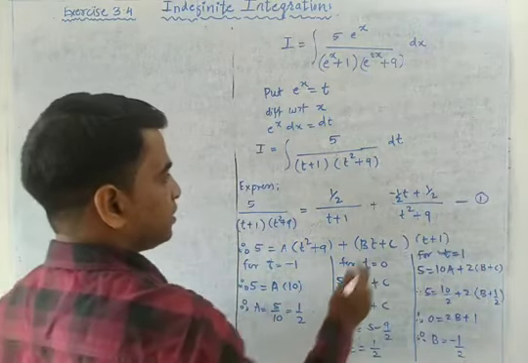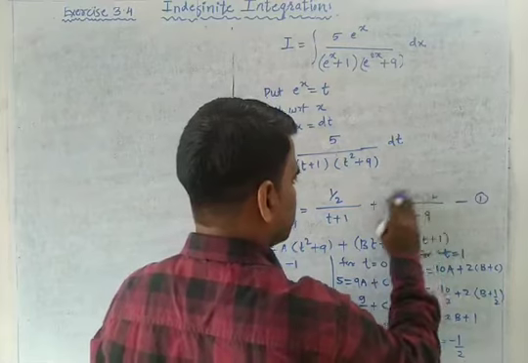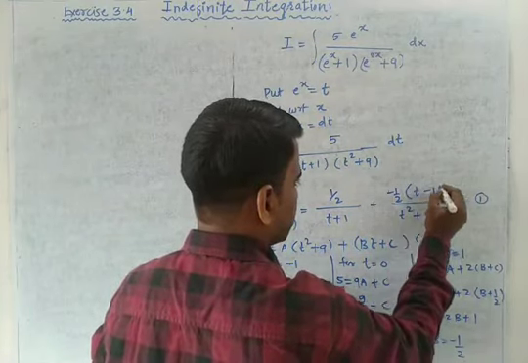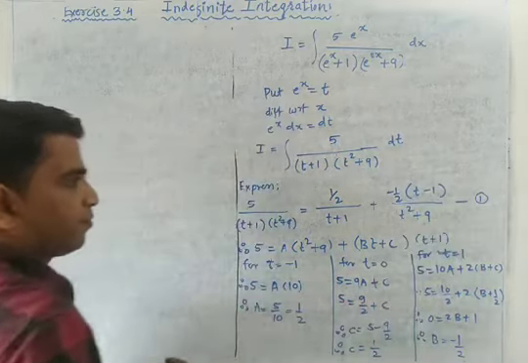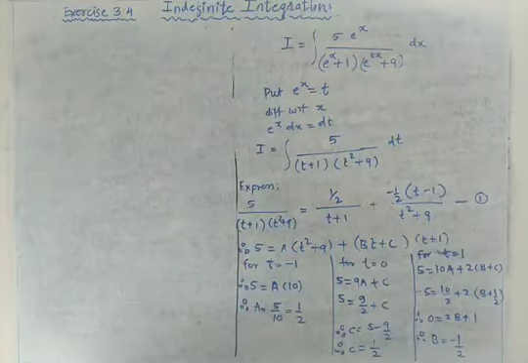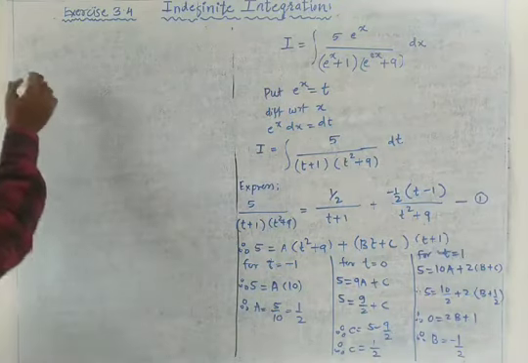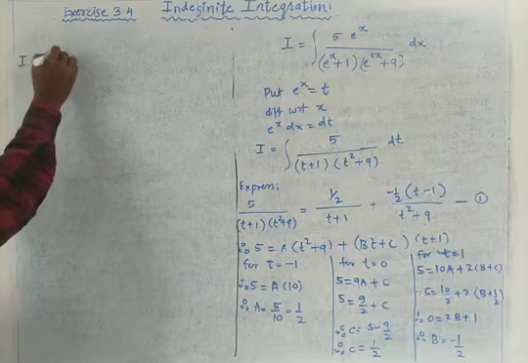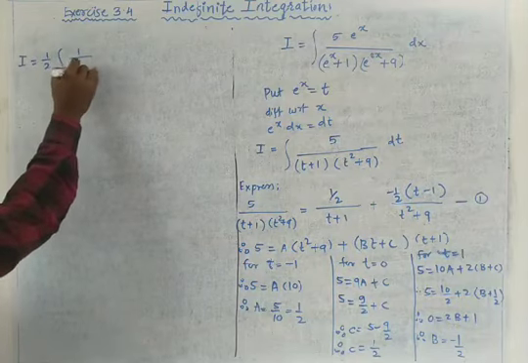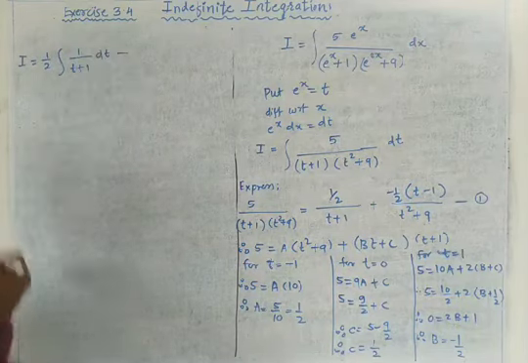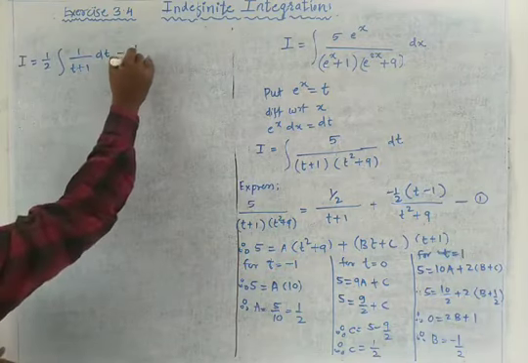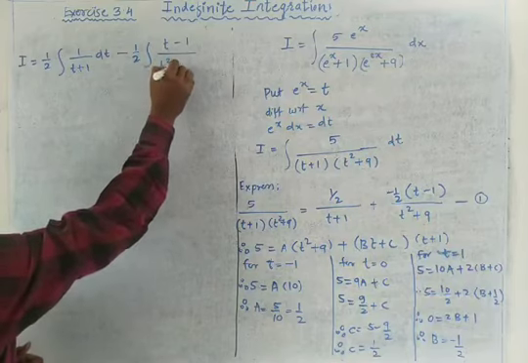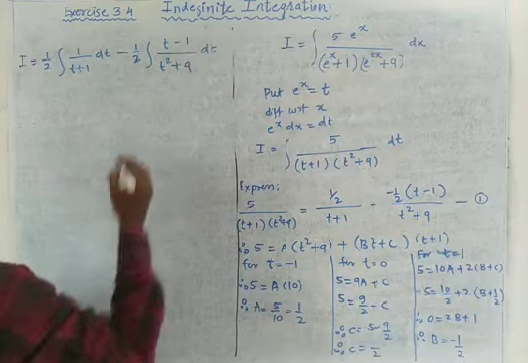Get that? So easily we can take that half also outside. So it can be written as minus half inside bracket t minus 1 for equation number 1. So now using integration, I is equal to separated integration, take constant outside, half into integration of 1 upon t plus 1 dt minus half integration of t minus 1 upon t square plus 9 dt.